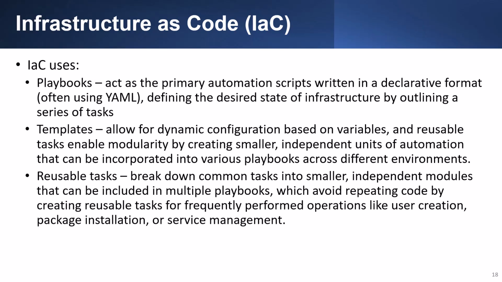IaC uses playbooks, which act as the primary automation scripts written in a declarative format, defining the desired state of infrastructure by outlining a series of tasks. Templates, which allow for dynamic configuration based on variables, and reusable task-enabled modularity by creating smaller, independent units of automation that can be incorporated into various playbooks across different environments. And reusable tasks, which break down common tasks into smaller, independent modules that can be included in multiple playbooks, which avoids repeating code by creating reusable tasks for frequently performed operations like user creation, package installation, and service management.